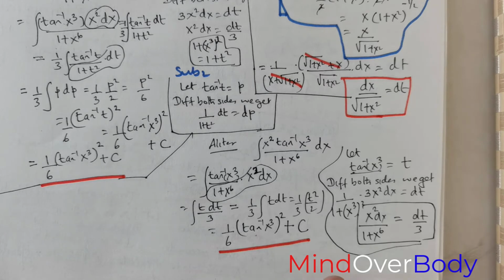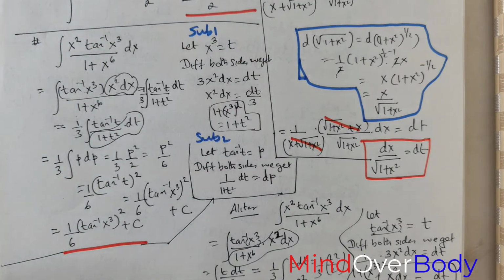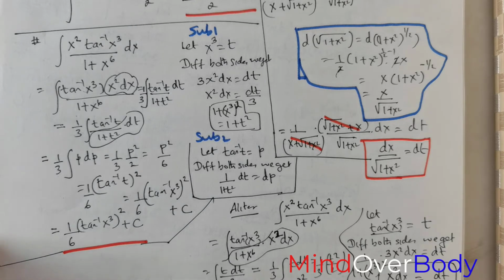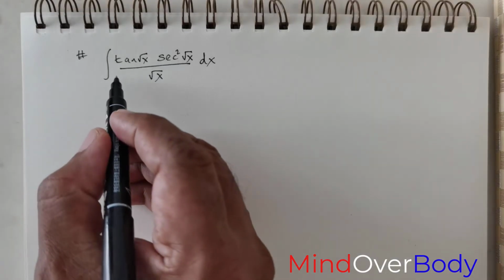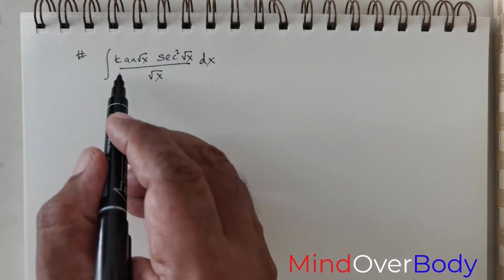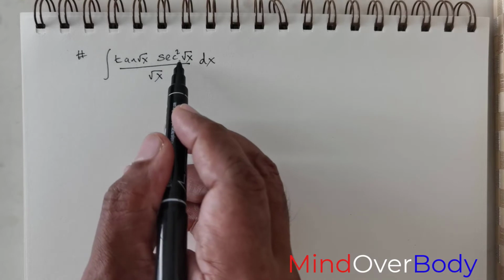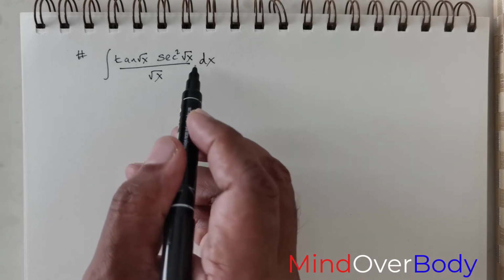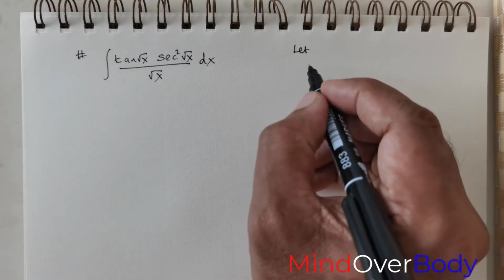Having shown you this technique, I should also tell you that not all questions can avoid applying two substitutions whenever it is required. So we'll move on to the next question, students. Students, we are given this question. We are expected to integrate the integral of tan of root of x times secant squared of root x over root of x times dx. So foremost, I will make the following substitution.